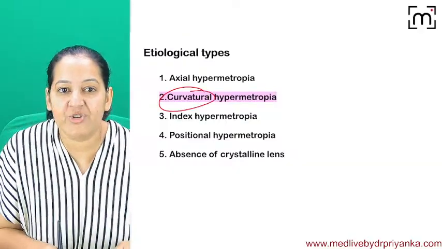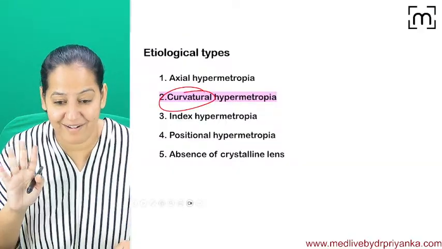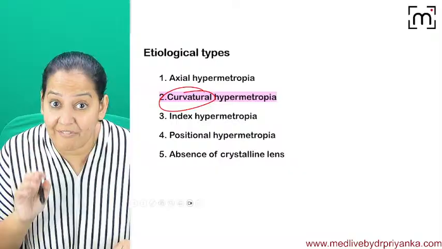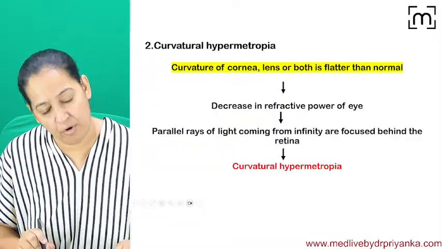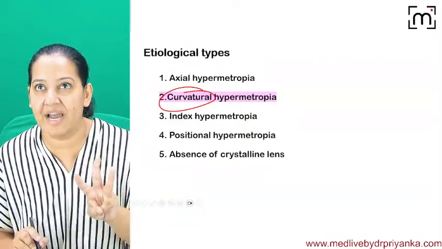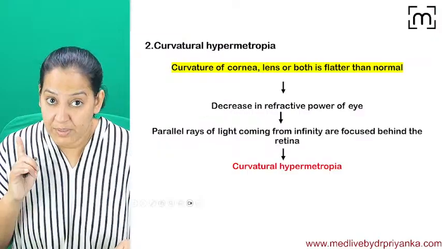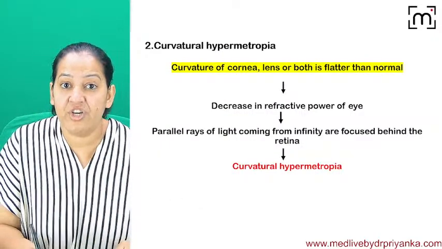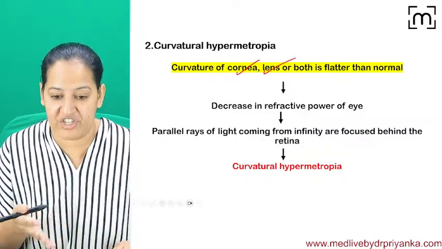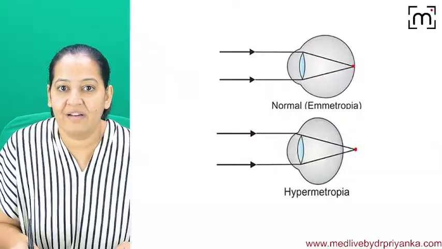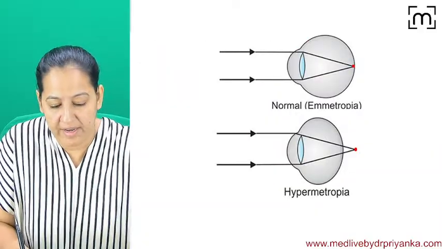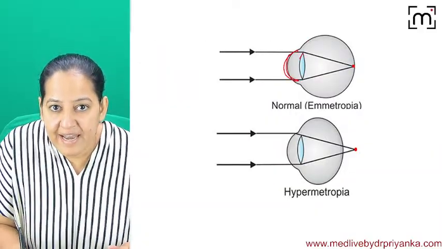Now coming to the second one. The second is curvatural. Use your common sense. What will be altered here? The curvature, the radius of curvature of the cornea. I have already taught you the 3 main factors which decide the refractive power of the eye. So here the curvature of the cornea and lens will change. They will get flattened. See the cornea here, and see the lens here.